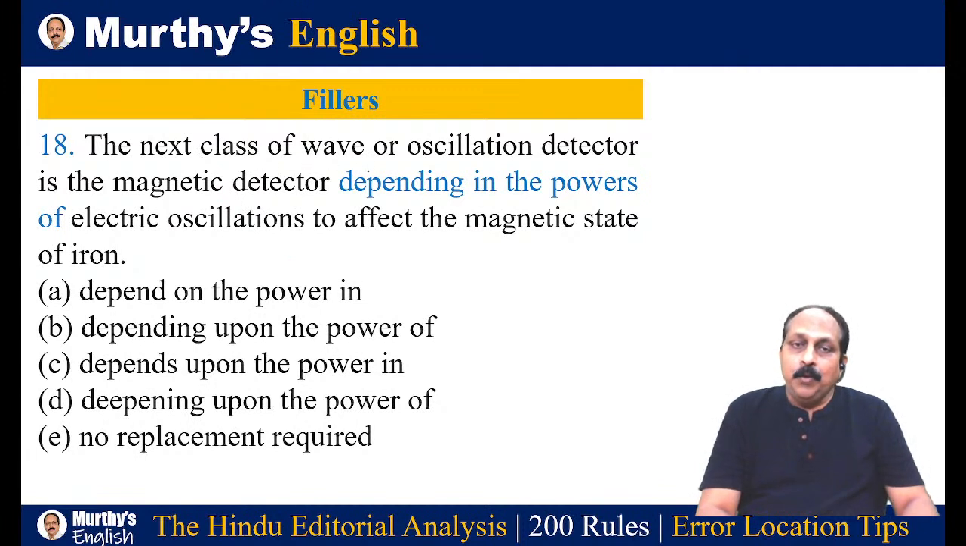Question number 18. The next class of wave or oscillation detector is a magnetic detector depending on the powers of electric oscillations to affect the magnetic state of iron. Depending in the powers, depend on the power in, depends upon the power in. Depending upon the power of. A bit confusing. What is the answer? 18B. Depending upon the power of electric oscillations.